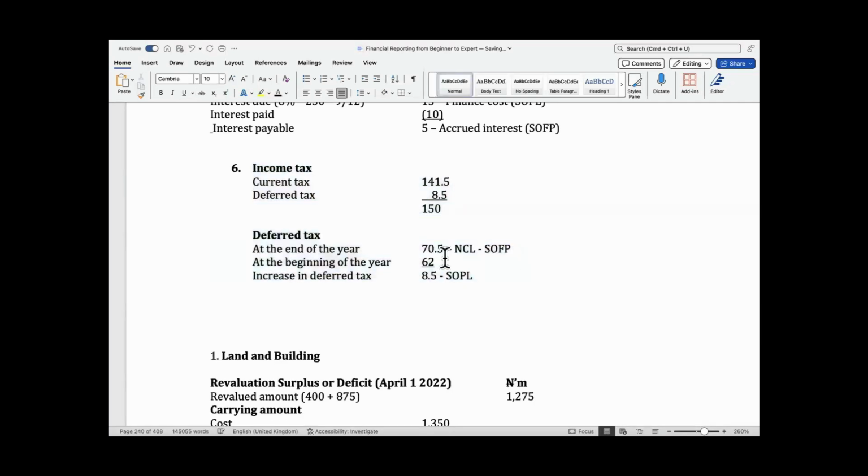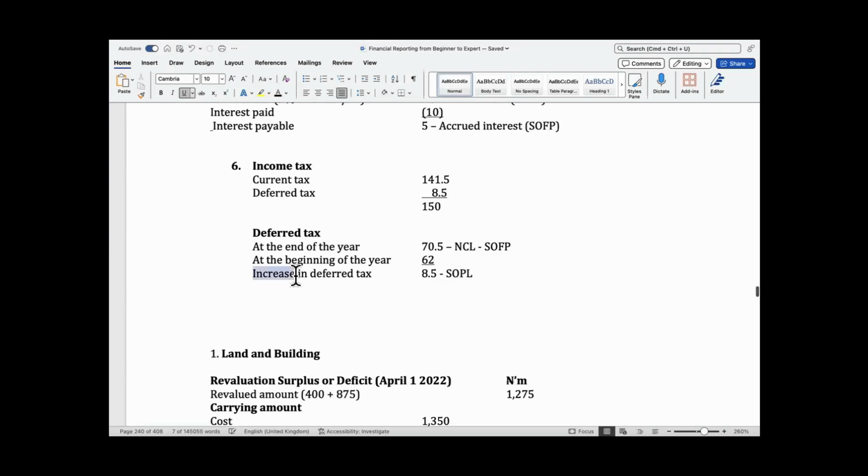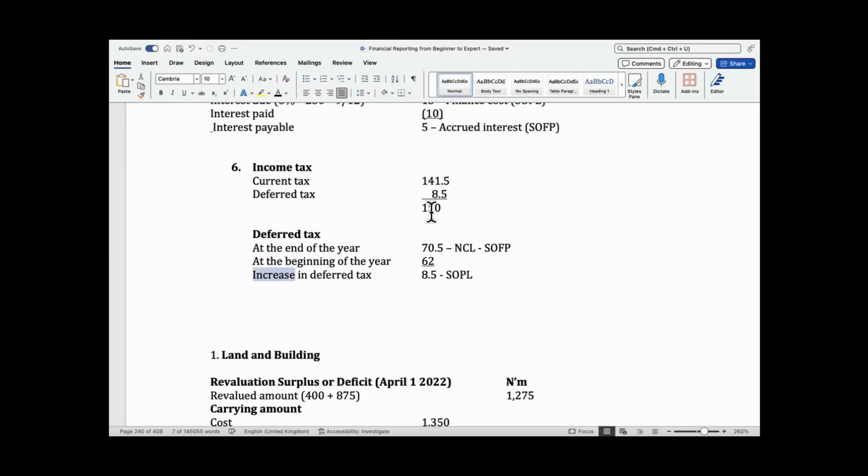This is not complete. For the deferred tax, they will always give you the figure in the trial balance, and also the one at the end of the year in the additional information. So you come to your workings and look at whether it has increased or decreased. If the deferred tax liability is increasing, it means that's an income tax expense.